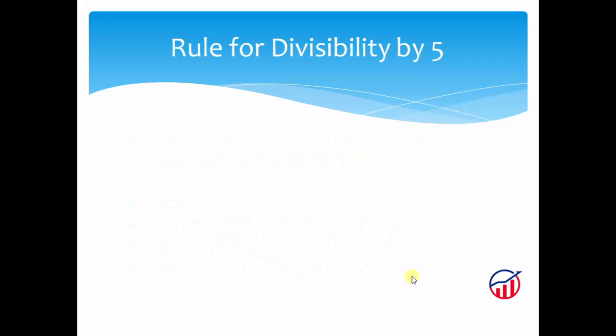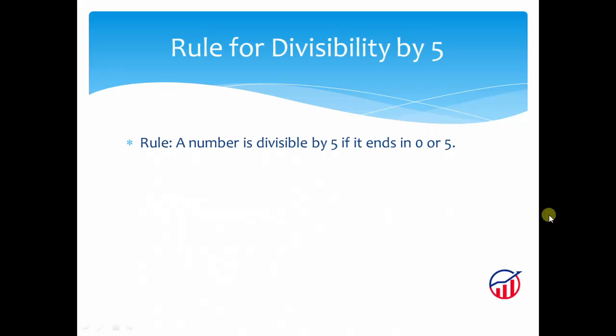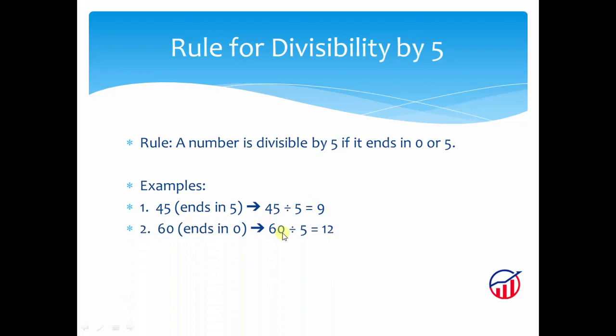Next we move on to the rule for divisibility by 5. So what is the rule over here? A number is divisible by 5 if it ends with a 0 or a 5. So example over here, 45 ends with 5. So 45 divided by 5 is 9. 60 ends with 0. 60 divided by 5 is 12.